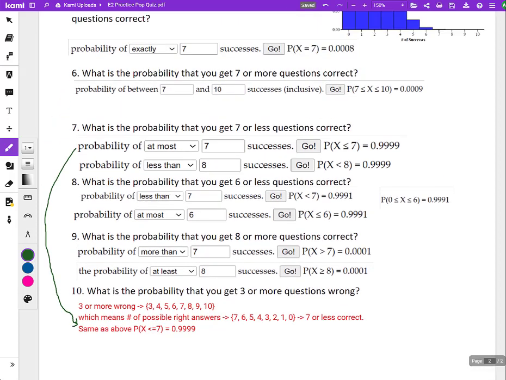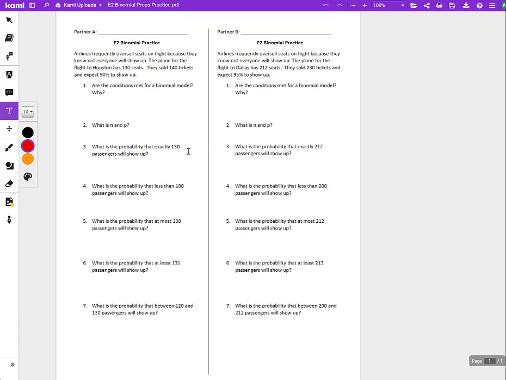All right, so then we went to the boards and we practiced on this here. So we're going to do the left side and then we'll do the right side. Airlines frequently oversell seats on flights because they know not everyone will show up. This is 100% true. The next part are kind of made up numbers, but anyways, the plane for the flight to Houston has 130 seats. They sold 140 tickets and expect 90% to show up. Are the conditions met? So we're going to say yes, and I'm going to tell you why. And they're pretty much the same for both sides, so I'm just going to go through this part once.